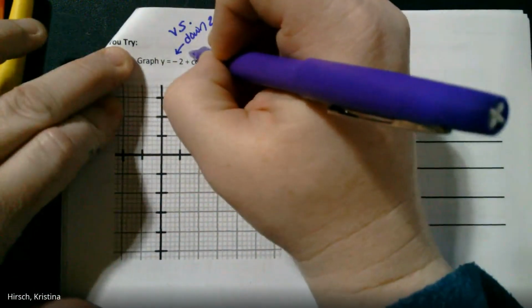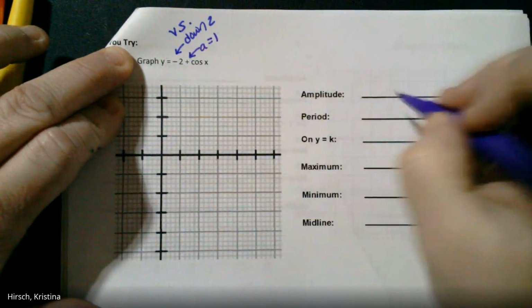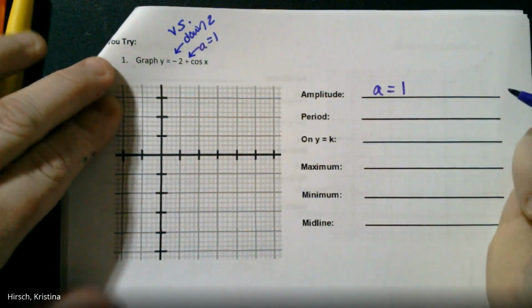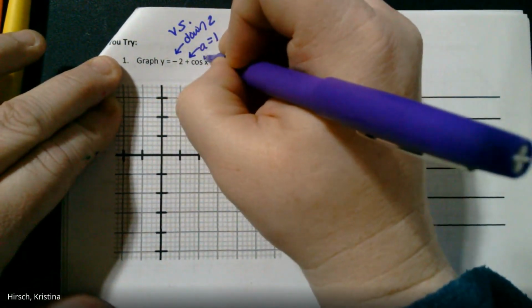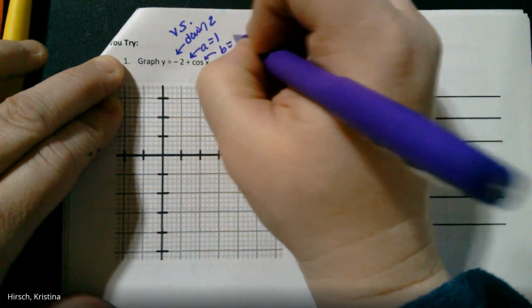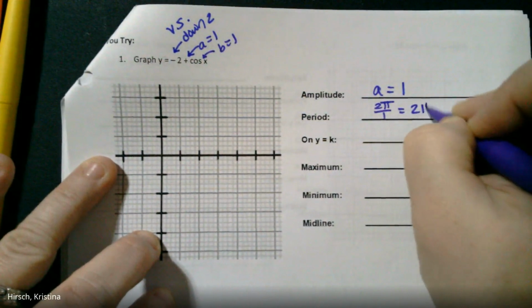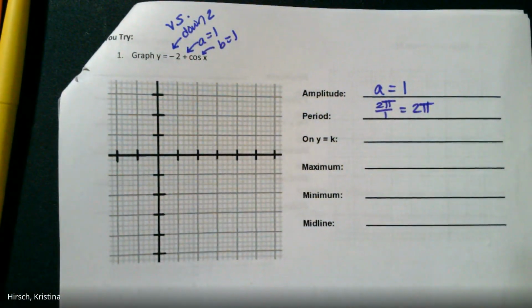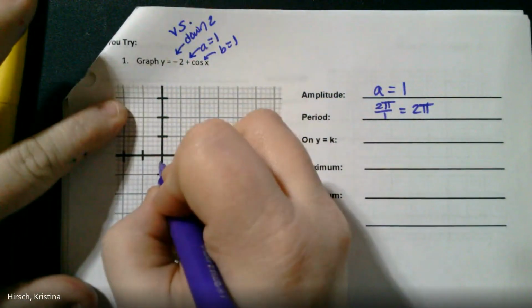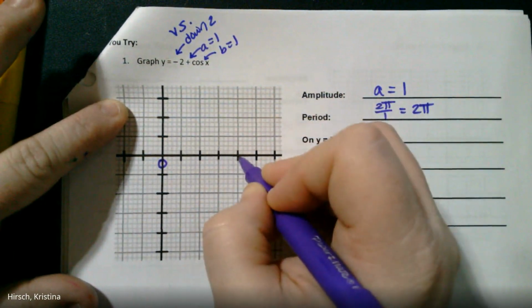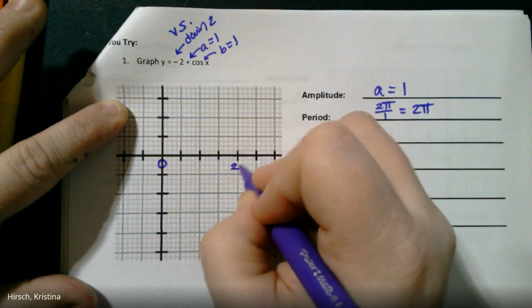But I do have an amplitude of 1, because that would be an understood 1 in front of cosine. B would be like 1x, so B is 1. So 2 pi over 1 is just 2 pi. Now we're going to set up our graph. We start at 0. 1, 2, 3, 4 increments will be 2 pi.